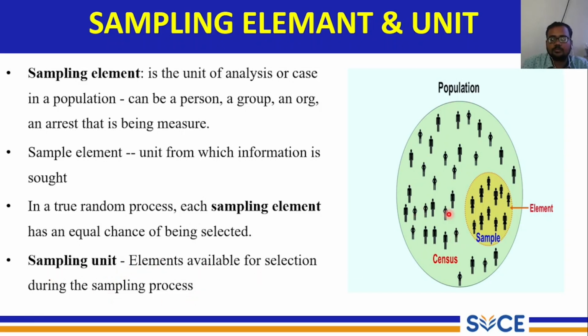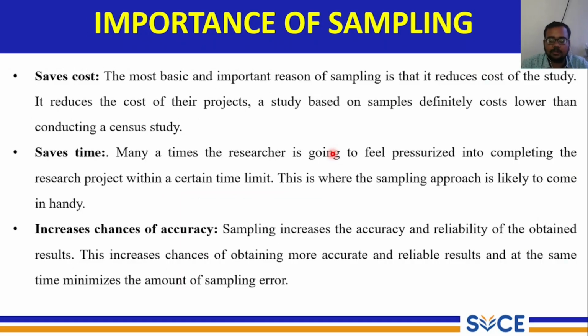I think this image gives you an overall picture about what the population is about, what the sample is referring to, and what each of the elements in the sample refers to, right? In the ideal case, each sampling element has an equal chance of being selected, but of course you are not going to select each element, you are going to choose only a sample.